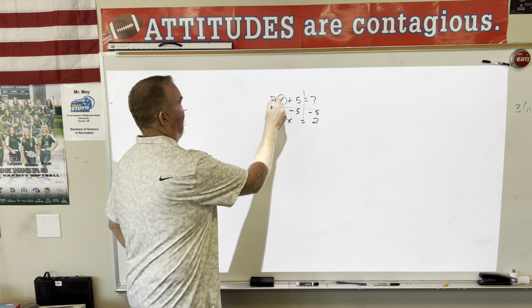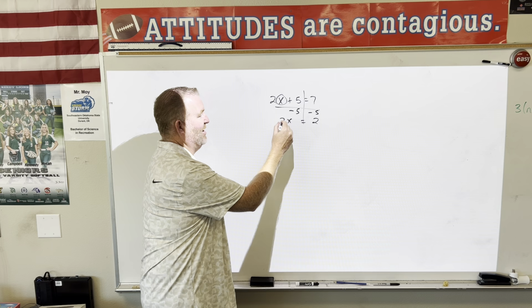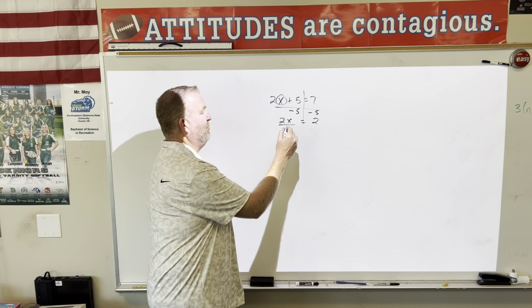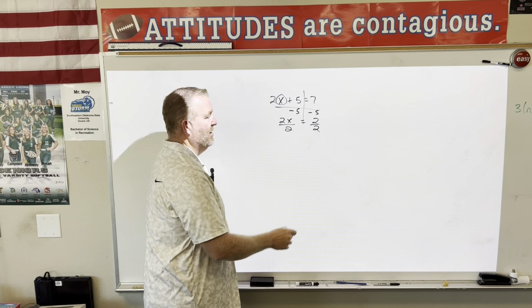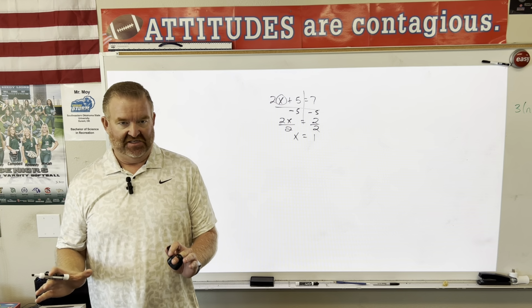So let's say we put a 2x on the front of that. Now it becomes a two-step equation. So we bring down the 2x. What would be next after that? We would divide by 2. Basically, we undid PEMDAS. So now we have x equals 1. Do you guys remember this?